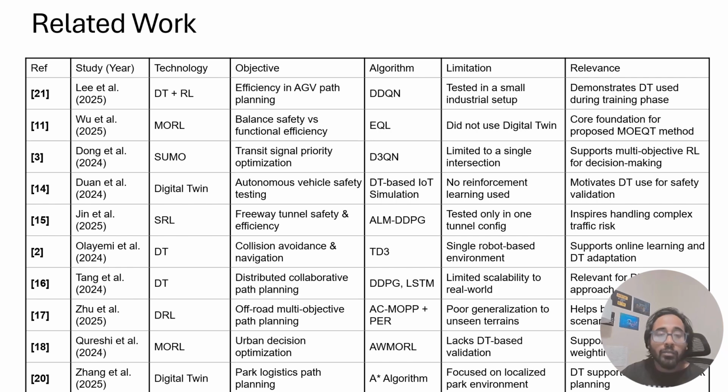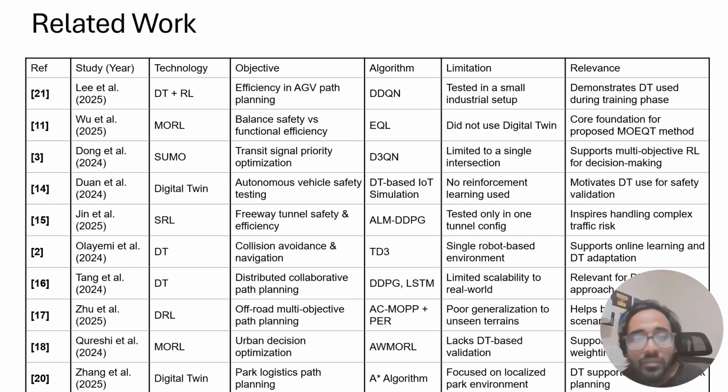So here is some related work. In this related work you can see that paper 11 and paper 18 use multi-objective reinforcement learning, but the limitation is that they do not use any digital twin. The algorithms that they use are the envelope Q-learning and the AWMRL.